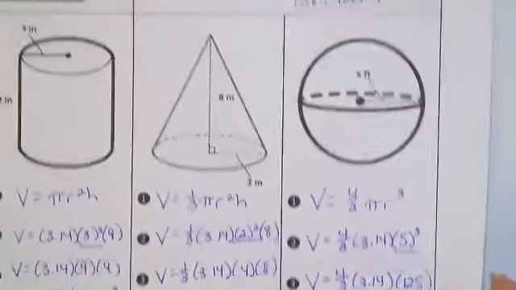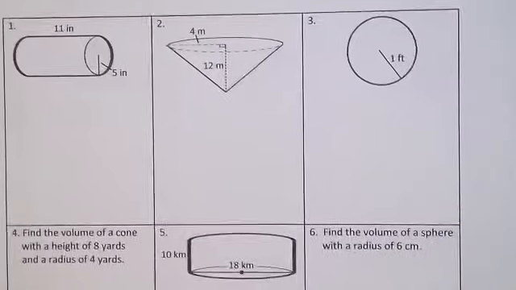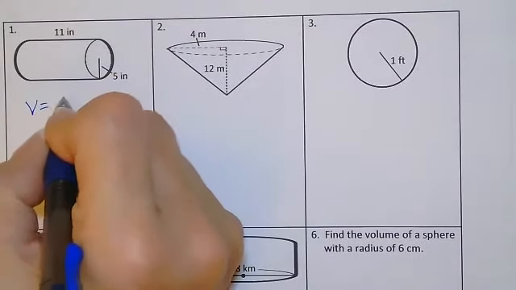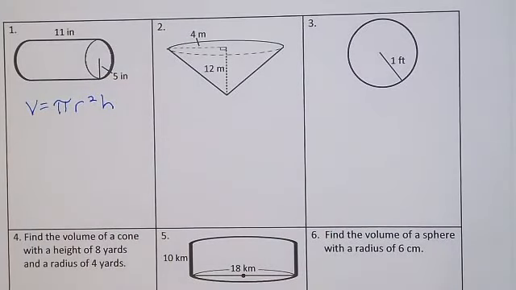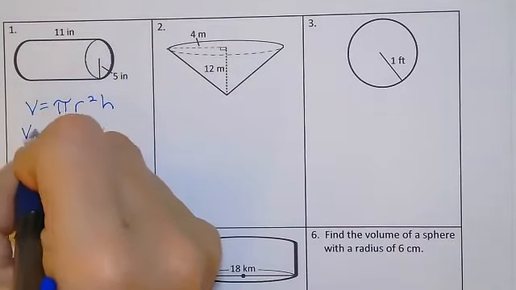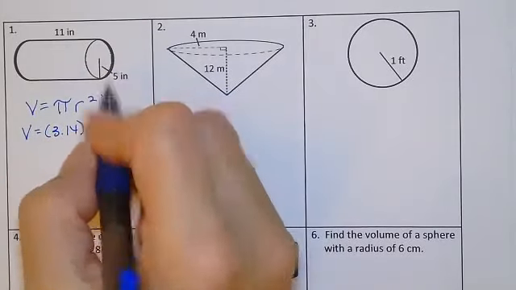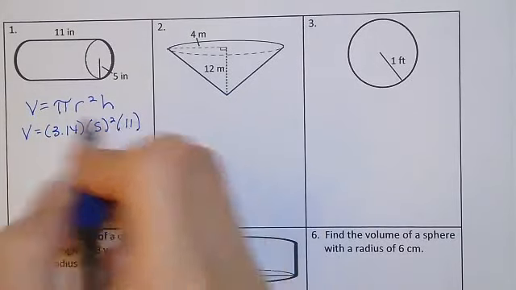All right, next page, we're going to do some examples together. Number 1, we have a cylinder. The first step is to come up with a formula. Our formula for a cylinder is volume equals pi r squared h. Next step is substitute. I'm going to do 3.14, radius. It is radius, so 5 squared. And my height is 11.